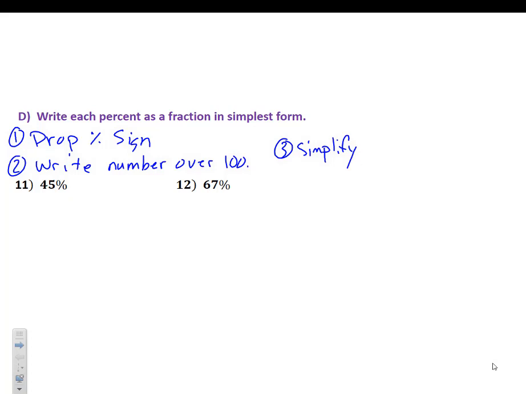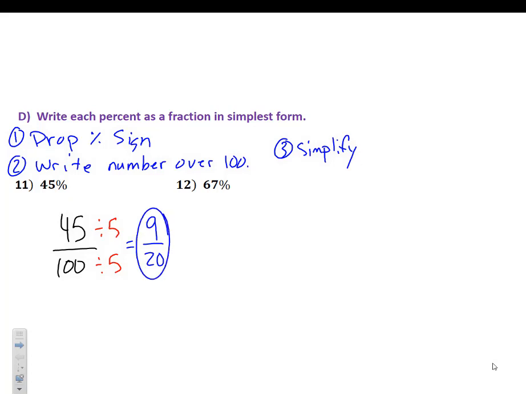Okay, example number 11, 45%. First thing we're going to do is drop the percent sign and write the number 45. And then we're going to write it over 100. And now, of course, we're going to simplify. We recognize that I can divide by 5 to rewrite the fraction with a new name with the same value. We're not changing the value at all. And we get 9 over 20.